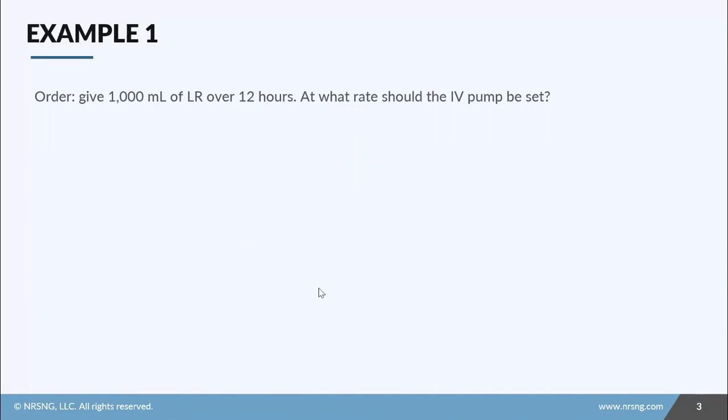All right, let's do a couple examples. The first two, I'm going to do both dosage formulas and dimensional analysis, and the rest I'm going to do in just dimensional analysis. So the first one, the order is give 1,000 milliliters of LR over 12 hours. What rate should the IV pump be set? Remember, this is always milliliters per hour. So our formula is rate equals volume over time. Our steps: identify, convert, solve, and verify.